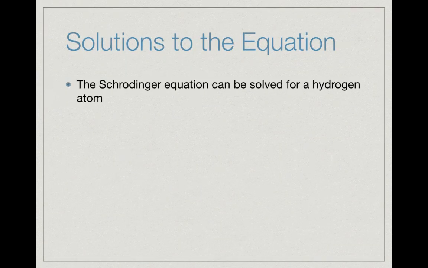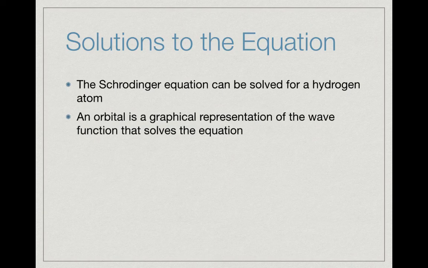Now, solutions to the equation can be found for a hydrogen atom or any other atom that only has one electron. So if you're looking at ions, sometimes that can be done as well. And if we go back to what we were looking at about orbitals, really the way we're going to look at that is as a graphical representation of the wave function psi that solves the Schrödinger equation.